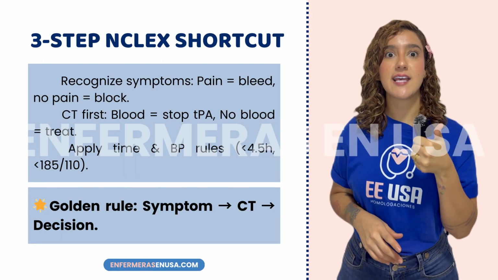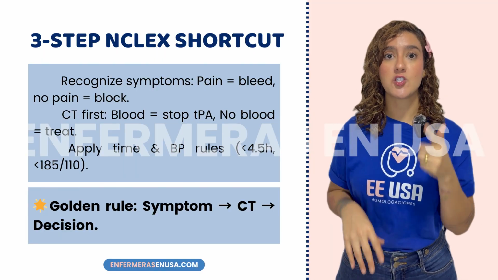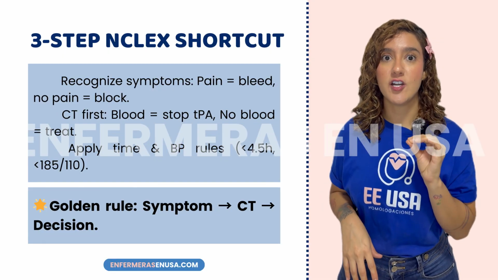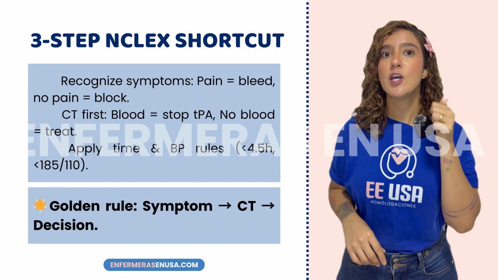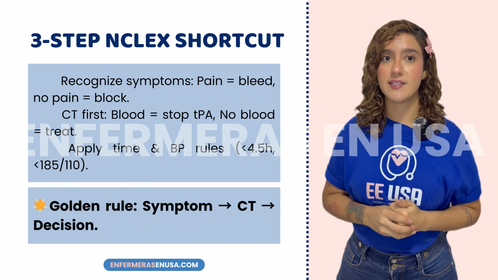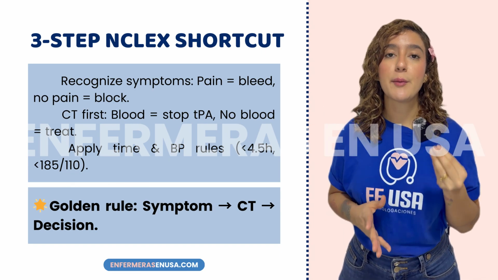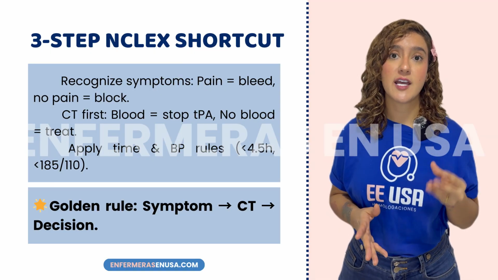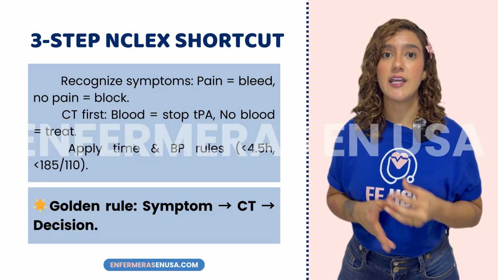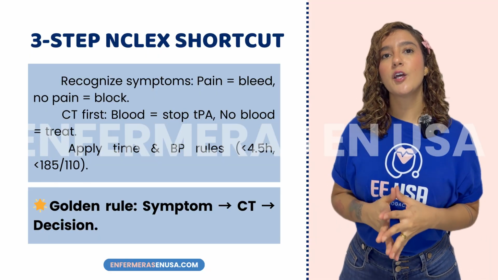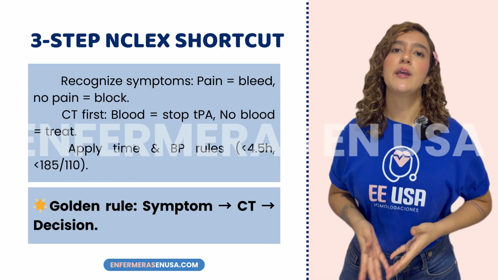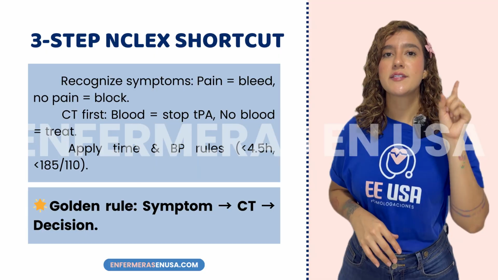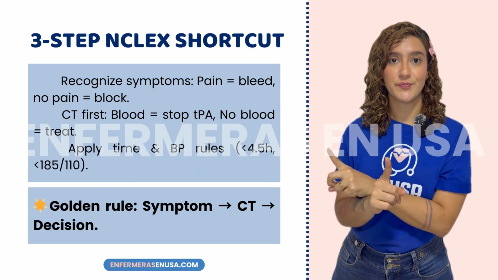Now let's check the 3-step shortcut for NCLEX. First, recognize the symptoms. Headache equals hemorrhage. Weakness without pain, think ischemia. Second, do the CT scan first. Blood, stop tPA. No blood, evaluate for tPA. And third, apply the time and blood pressure rules. Less than 4.5 hours and blood pressure less than 185 over 110 equals alteplase. Blood, or INR more than 1.7, there's no alteplase. A golden rule: symptom, CT, and decision.